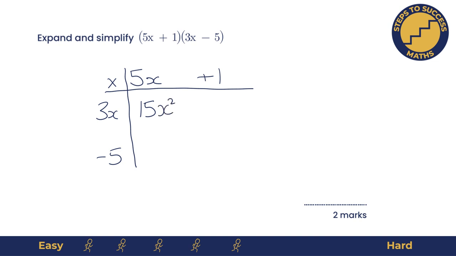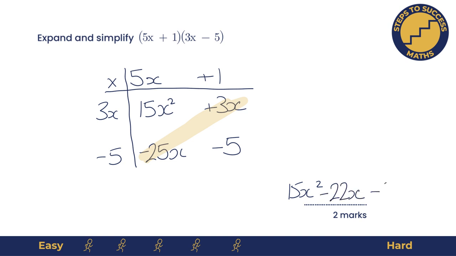3x times 1, so that's plus 3x, minus 5 times 5x. 5 times 5 is 25 and it's minus 25x. And 1 times negative 5 is negative 5. Let's tidy up and combine everything we need to together. So we've got 15x squared minus 25 plus 3x is minus 22x, and we've got minus 5 at the end.